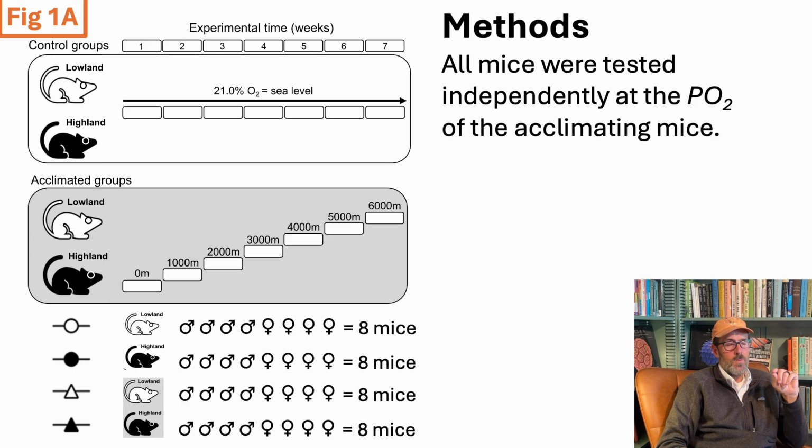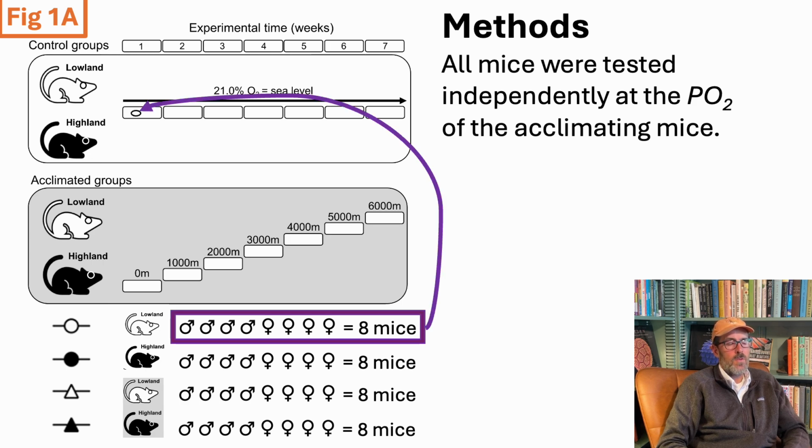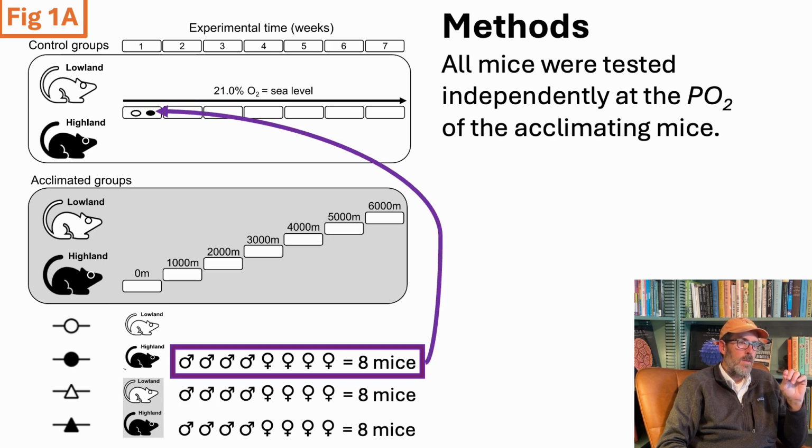So even the control mice were exposed to those different oxygen concentrations, and we'll look at how those are different between the ones that were acclimated to those elevations. Let me explain one of these groups. So this group, the control lowland mice, there's 4 males and 4 females, 8 mice total. In the graphs, that's going to be an open circle. Next, we have the highland mice in the control conditions. 4 males, 4 females. That's going to be the closed circle.